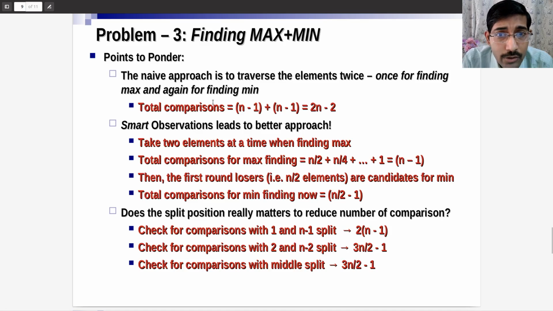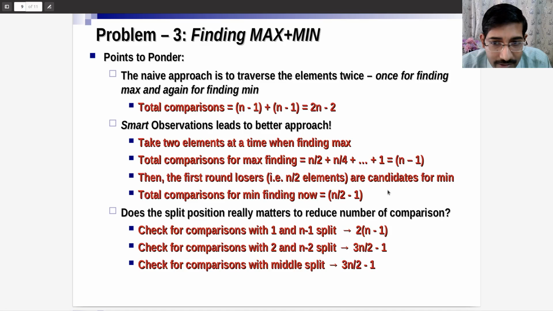Now see, in your naive approach you earlier traversed the list twice with n minus 1 comparisons each for finding max and min. That reduces, because to find min you only need to look at n by 2 elements and need n by 2 minus 1 comparisons. So in total you get 3n by 2 minus 2 comparisons. Okay? So you get 3n by 2 minus 2 comparisons if you just make a smart observation.